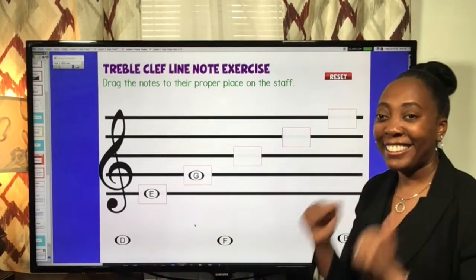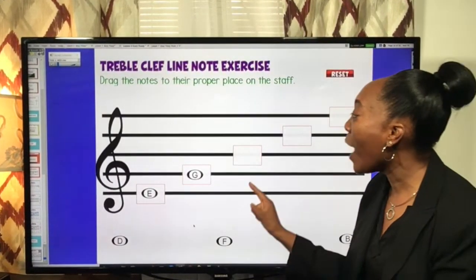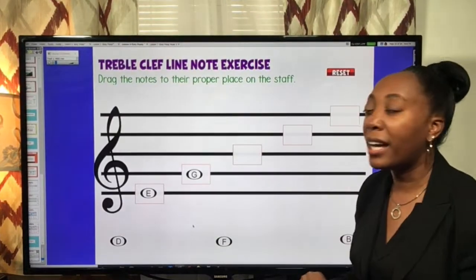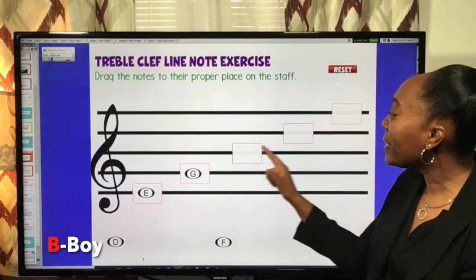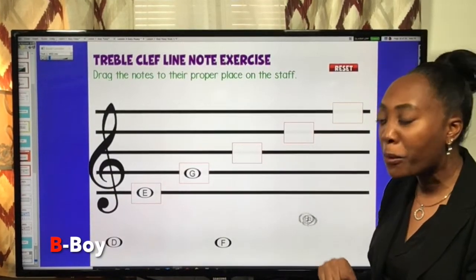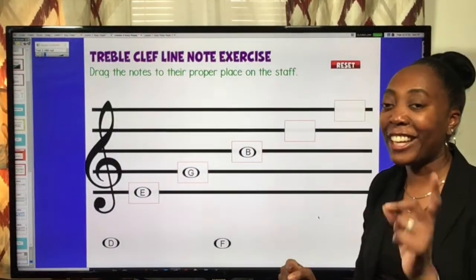Yeah, you got that correct. And now we're going to the third line. Every. Good. Boy. Yes, boy. So that note is B. B for boy. You see how this is making sense? Oh, cha-ching. Oh, I like money too.